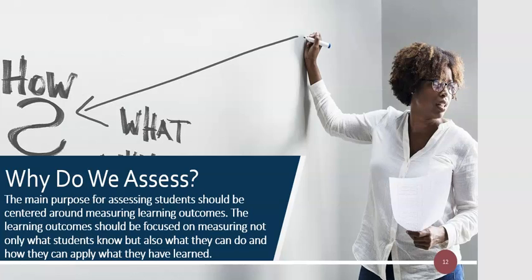So the main purpose for assessing students should be centered around measuring learning outcomes. The learning outcomes should be focused on measuring not only what students know, but also what they can do, how they can apply what they have learned. So the how, the what, the why, the when, all those questions should be answered. So you start by creating your measurable learning objectives. You have those for the entire course. You have those for each module or unit. And then from there, you start to build your assessments off of those objectives.